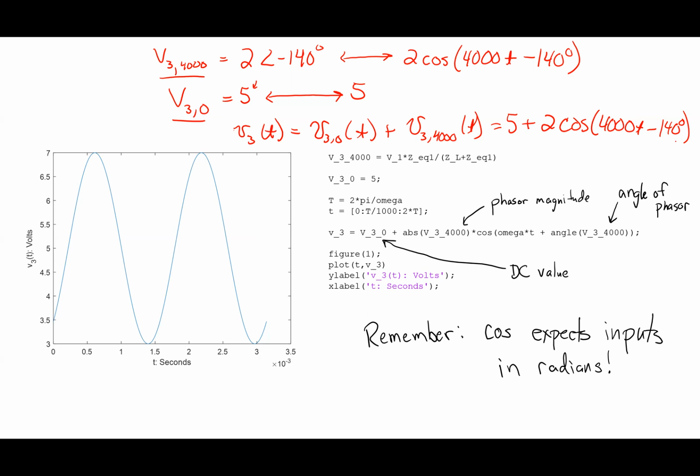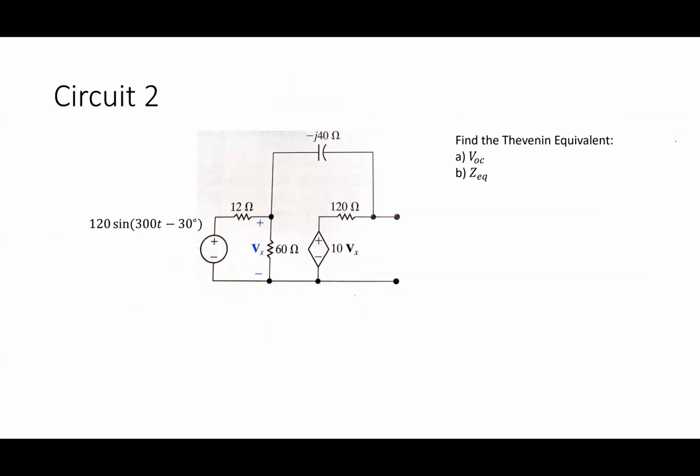Okay. So I'm going to go to my next example. This guy here, I want to find a Thevenin equivalent, which means I want to find Z equivalent and I want to find the open circuit voltage. Before I can get too far, I have to figure out how to simplify this thing down. So where do I start? 120 in series with a capacitor. They are in series here.